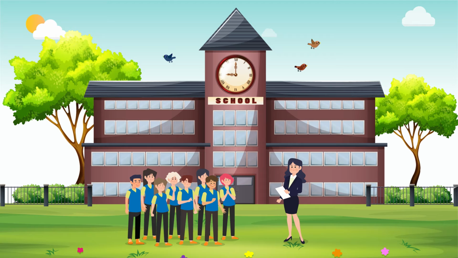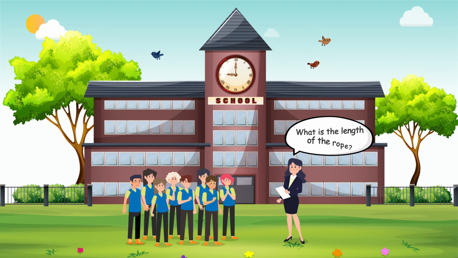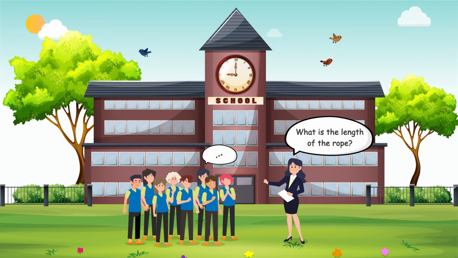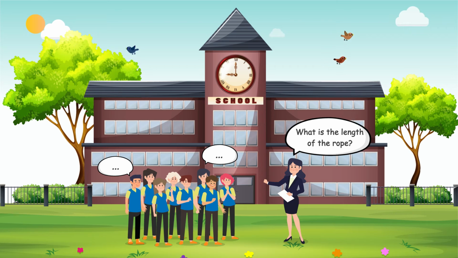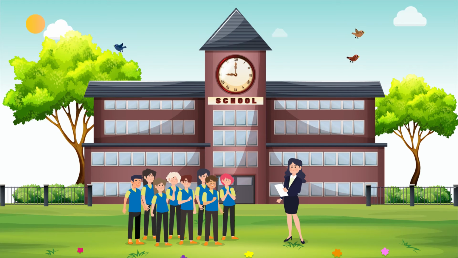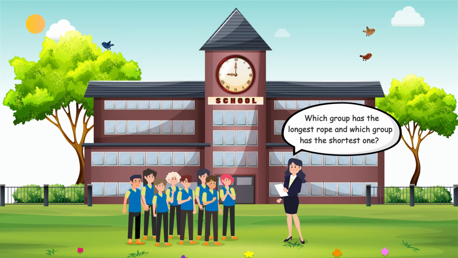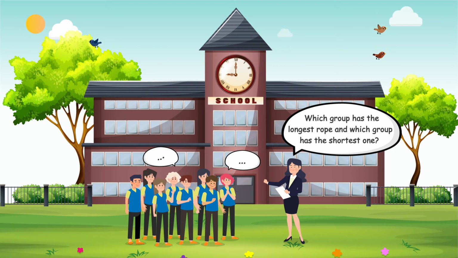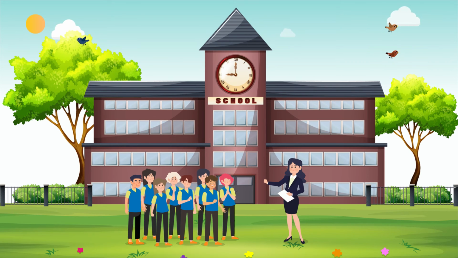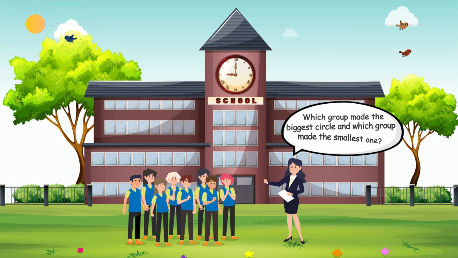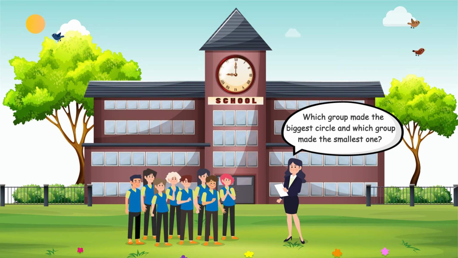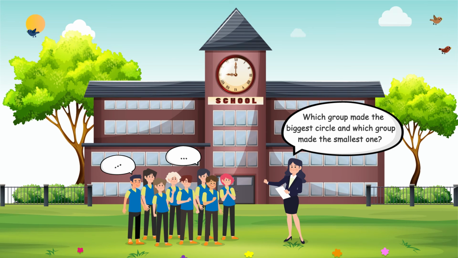Begin by asking each pair of students to tell us the length of their rope. Accept all responses. Then, ask the students to observe and tell us which rope is the longest and which one is the shortest. Similarly, ask them to tell us which group made the biggest circle and which one made the smallest circle. Allow the students to respond to our questions.